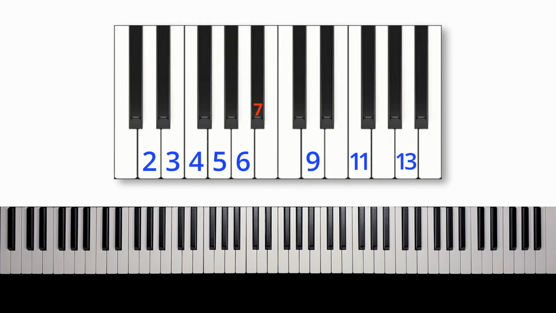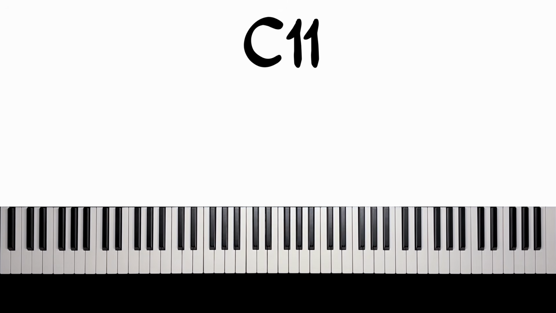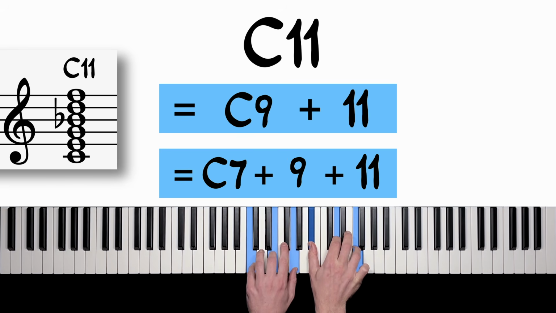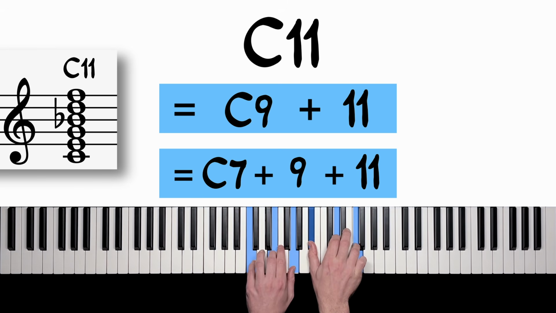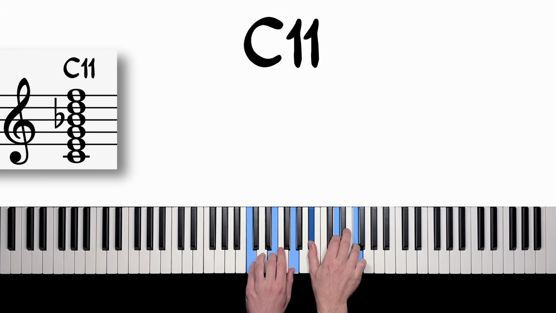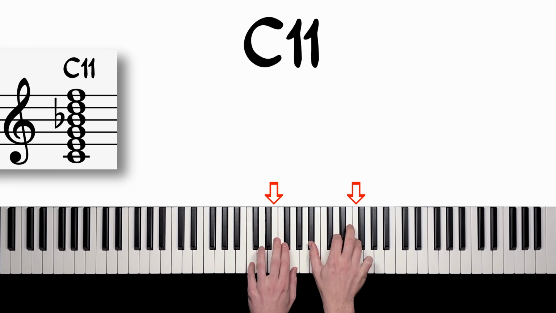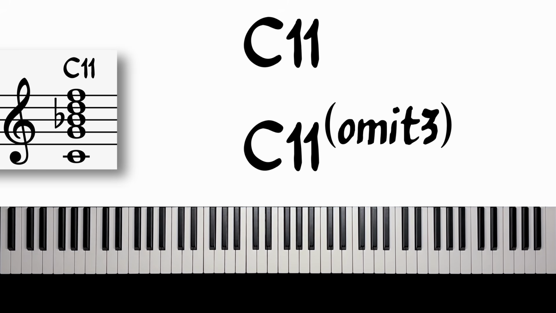To play an 11th chord, we stack another third on top of the 9th chord. So a C11 chord means we play a C9 chord and add the 11 on top of that. Now, you might notice that this chord sounds a lot more dissonant than the previous one, and that's because there's a lot of tension between the third and the 11th. So in practice, the third is often left out. Sometimes that's even made explicit in the chord symbol, but usually that's just up to you to decide.